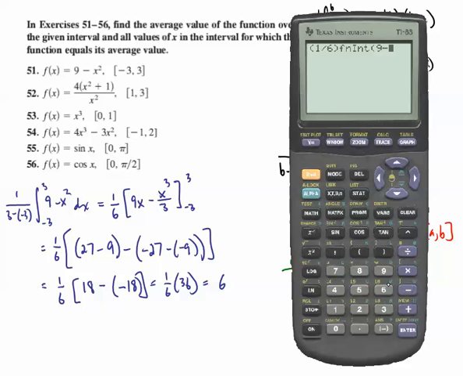9 minus x squared, and I'll show you another way to do that when the function is a little bit more complicated. 9 minus x squared, and then a comma. That's over the 7 button. Then you have to put in the variable of integration, which is x, and then your lower limit and your upper limit. So what we want is 1/6 times the integral of 9 minus x squared dx from negative 3 to positive 3, and we end up with 6.